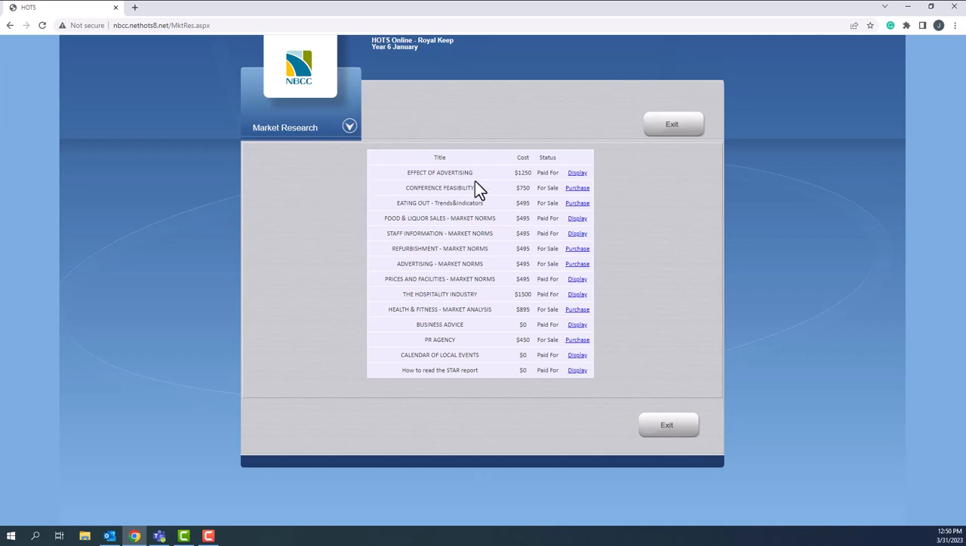Now, some of the reports have a cost. There are a few that are free. Once you purchase the report, the status will change from for sale to paid for, and you can display it at any time. In order to purchase a report, simply click on the purchase spot. So a couple that are very important are business advice and effective advertising. Those are absolutely critical to success.